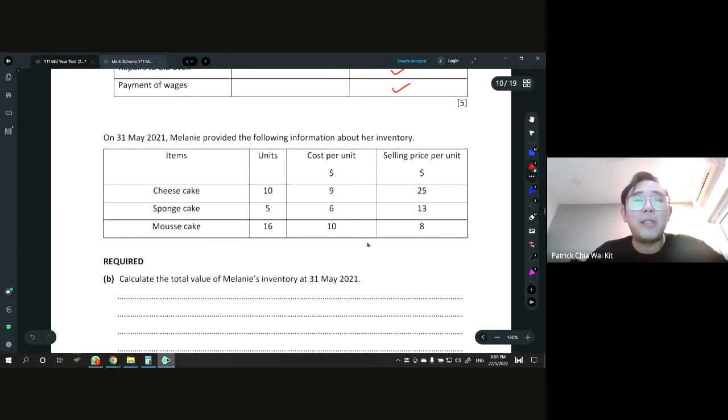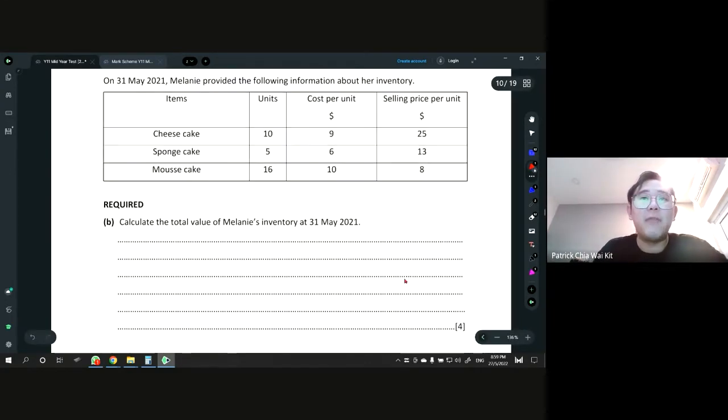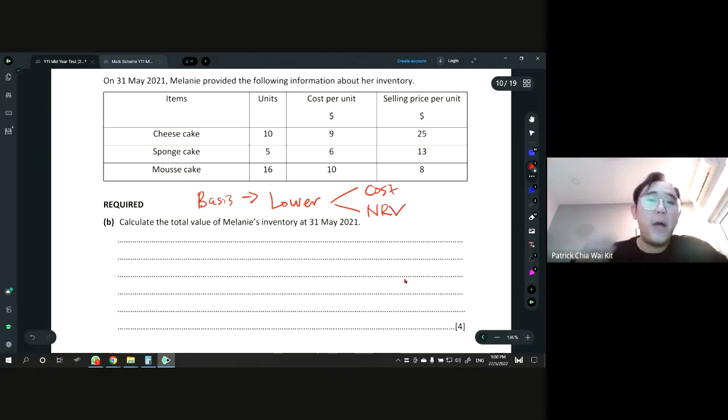Next one, we have something to do with our inventory calculation. So how to calculate inventory again? We have to use the basis, and the basis is you always choose the lower value. So we have either cost price or net realizable value.